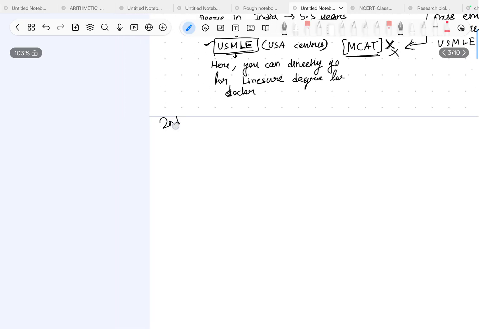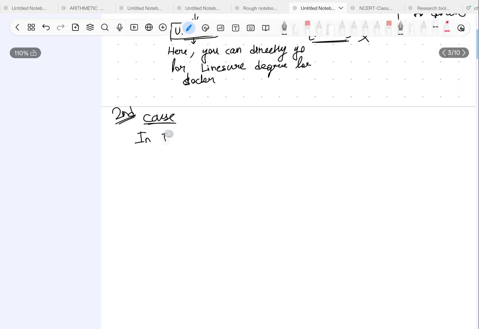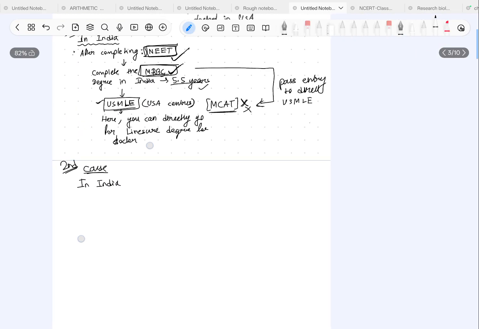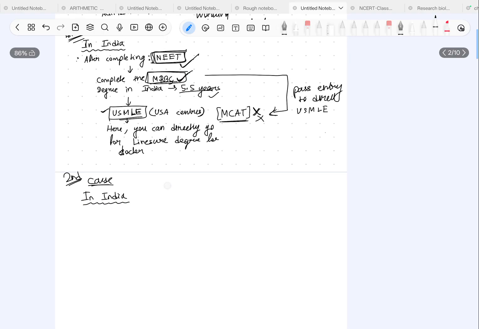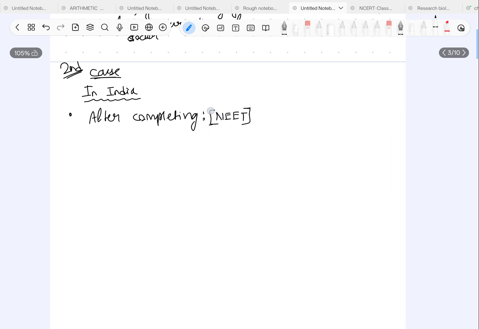But in the second case, let me tell you the second case. In the second case, you are in India. After completing NEET, you also want to directly give the MCAT exam without doing the MBBS degree in India. You can directly, after the NEET, go for the MCAT.